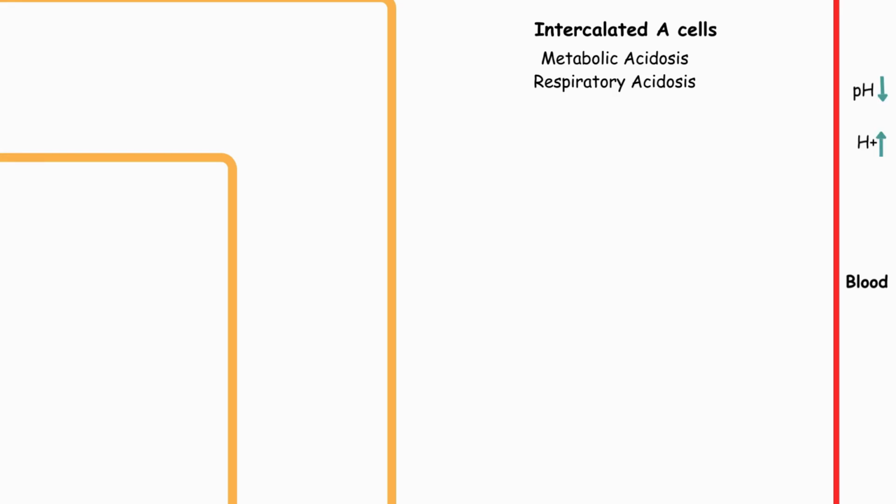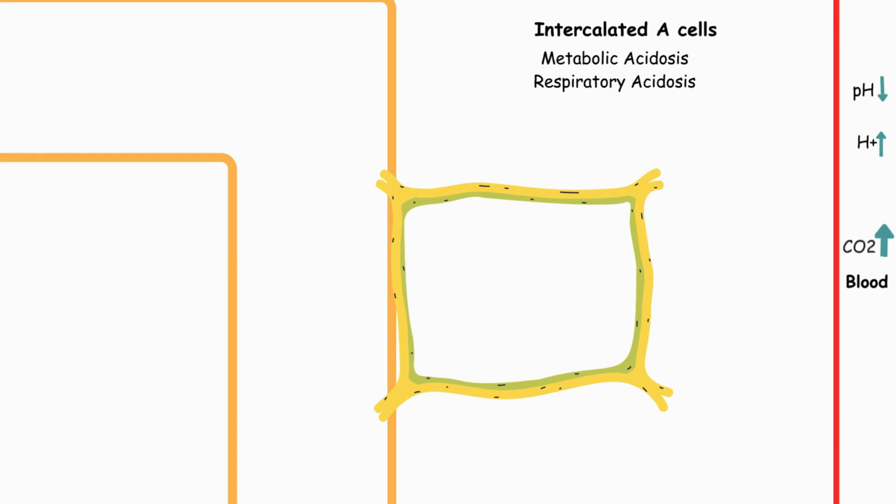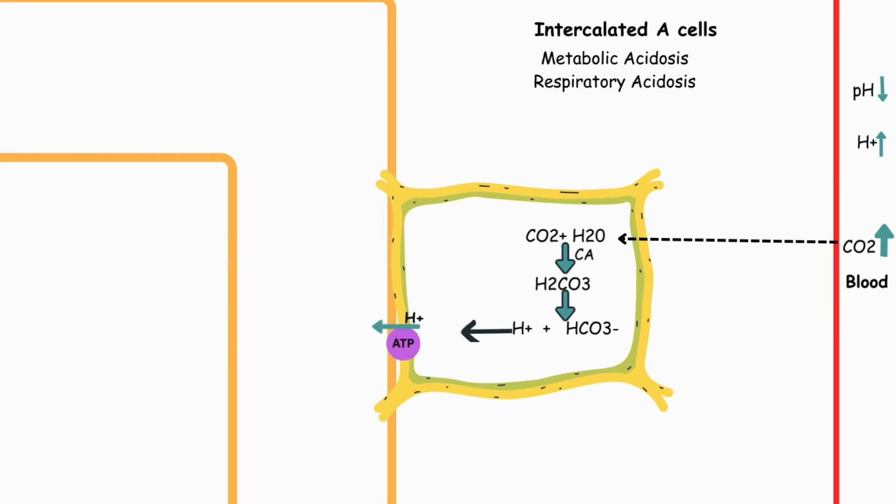Next are the intercalated cells. Intercalated A cells play role in acidic conditions like metabolic acidosis and respiratory acidosis. In such conditions, pH of blood decreases due to increased level of hydrogen ions. Let's see how it happens. When carbon dioxide level is high in blood, carbon dioxide diffuses in this cell, combines with water, forming carbonic acid. This breaks down into hydrogen ions and bicarbonate ions. Hydrogen ion will be secreted into the lumen through hydrogen ATPase channel and hydrogen-potassium ATPase channel in exchange of potassium ion, while excessive potassium will leave the cell.